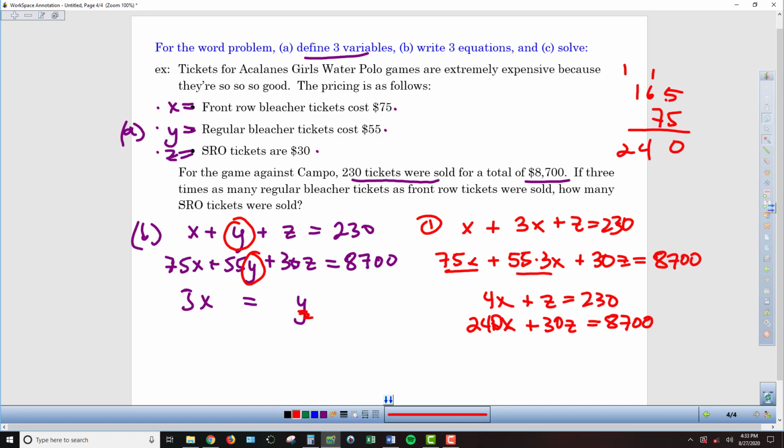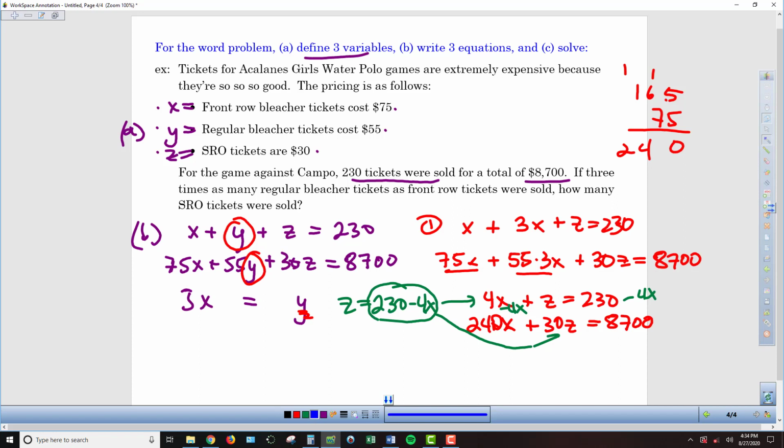So now we're ready to decide, do we want to use substitution or do we want to use elimination? I'd say, why not use substitution? We've already done it once. Let's do it again. In this equation here, I can get z by itself pretty easily by just subtracting 4x from both sides. So we're going to end up with z equals 230 minus 4x. And so now I can go to the bottom equation and take this 230 minus 4x, and I can drop it in right there.